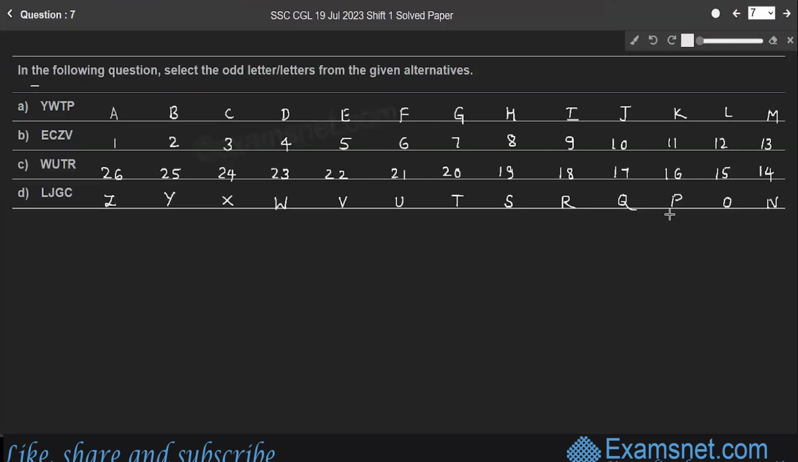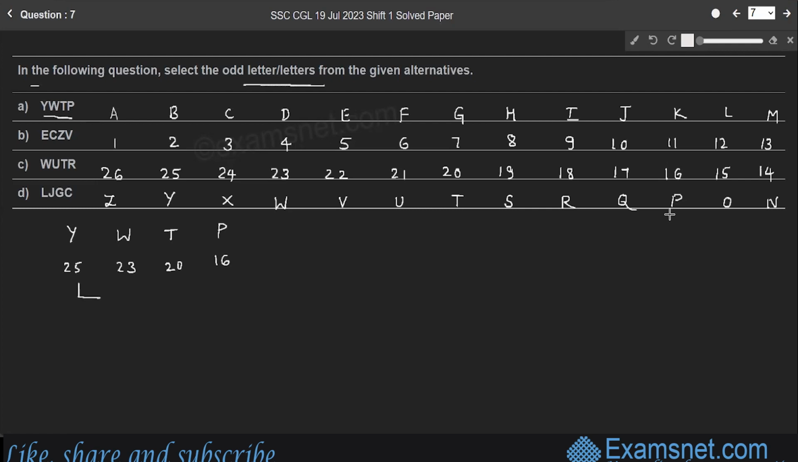Question 7. In the following question, select the odd letter or letters from the given alternatives. Here, the first cluster is YWTP, right? So, YWTP is the first cluster. Here, the positional value of Y is 25, of W is 23, of T is 20, of P is 16, right?